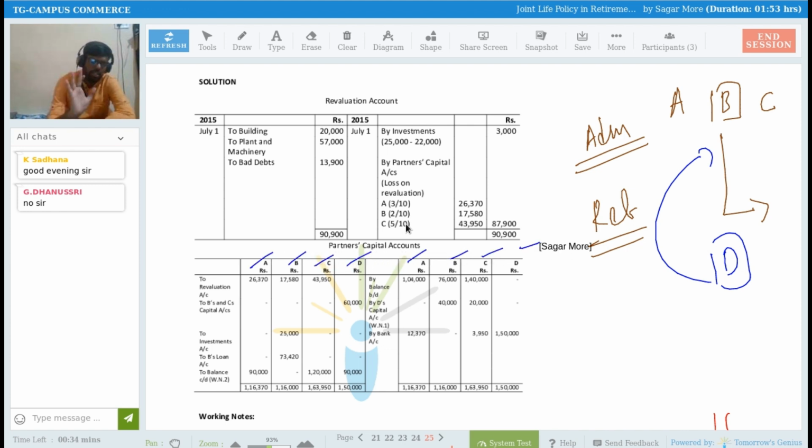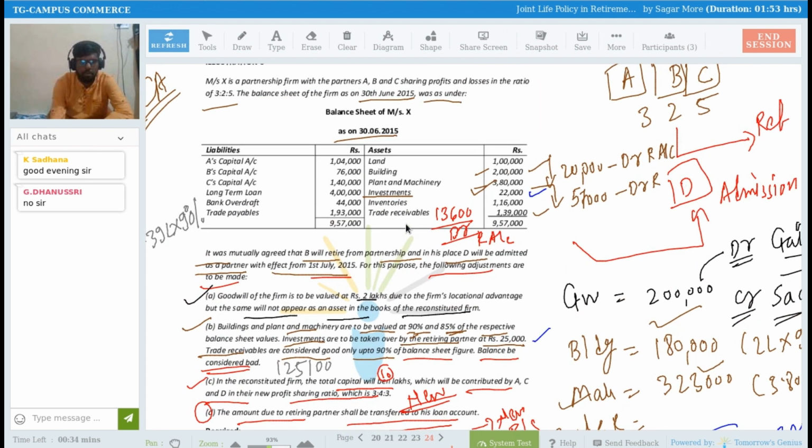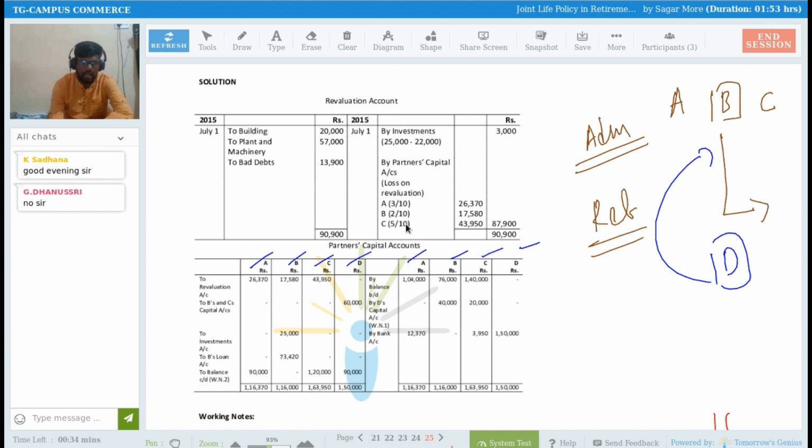Okay, I've prepared, sir. You just have to follow step by step, right? First of all, we write down whatever capital balance is given in the question. A's capital is 1,04,000, B's capital is 76,000, and C's capital is 1,40,000. I will simply write that on the credit side of the capital account, by balance brought down 1,04,000, 76,000, and 1,40,000. D was not in the business in the previous year, so there is no opening balance for partner D.